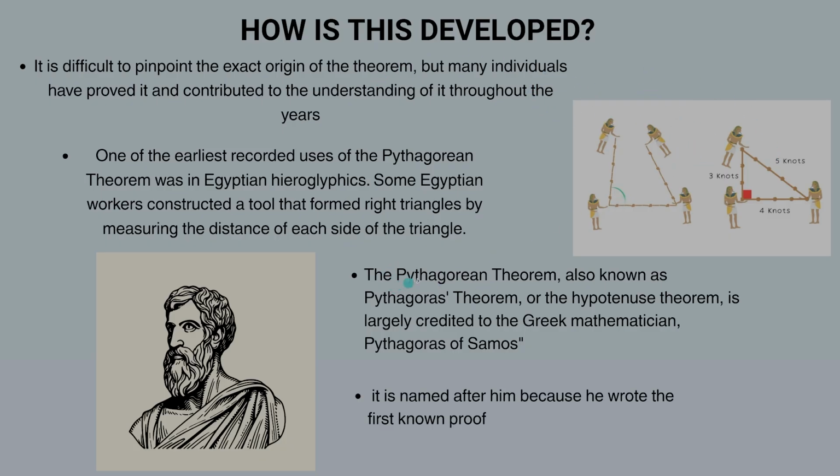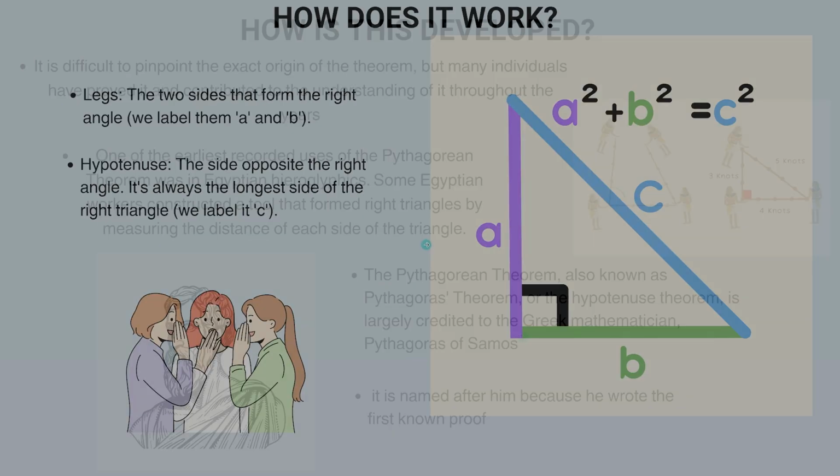But however, the Pythagorean theorem is largely credited to this guy. His name is Pythagoras of Samos. He's a Greek mathematician, and the reason is that he was the first one to write a known proof. So basically, this slide tells us the theorem existed thousands of years ago, but he was the first one to write a proof for it. People credit him for the name of the theorem.